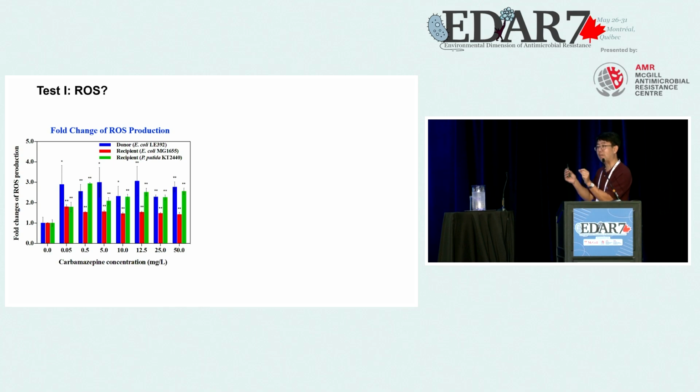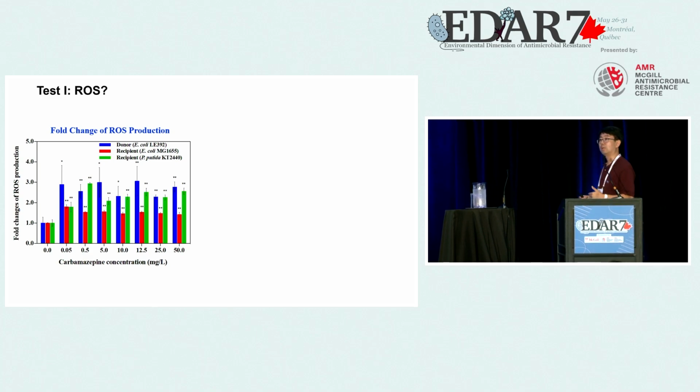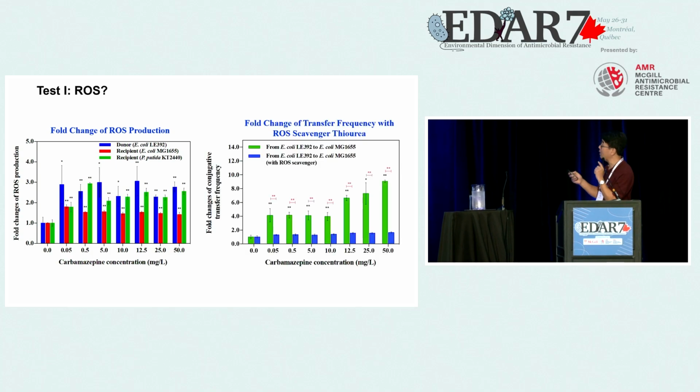So you can say we have enhanced gene transfer, and we have promoted ROS generation, but this is just a correlation. Is that causation or not? We can't say that. So that's why we did another experiment. We added an ROS scavenger. ROS scavengers can quench, can clean off radicals. Then we redid the gene transfer experiment.